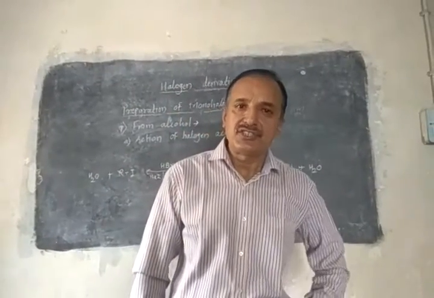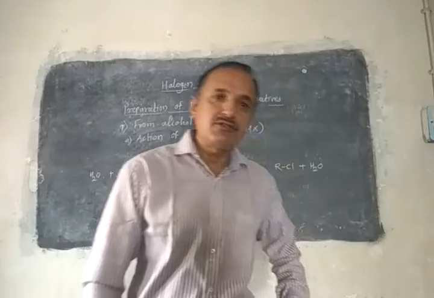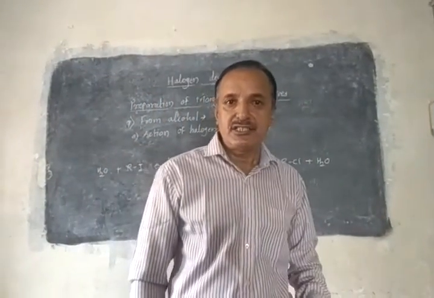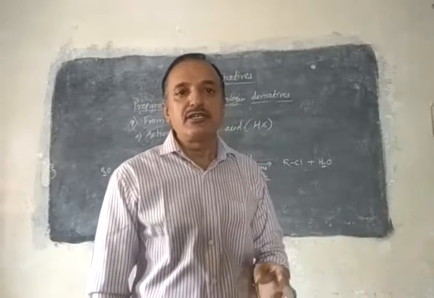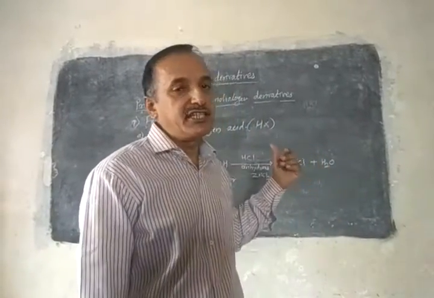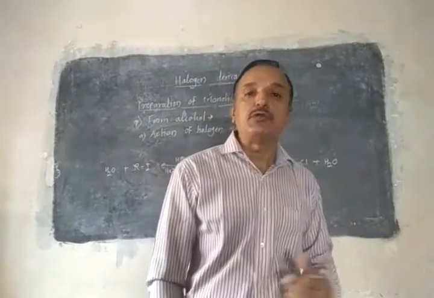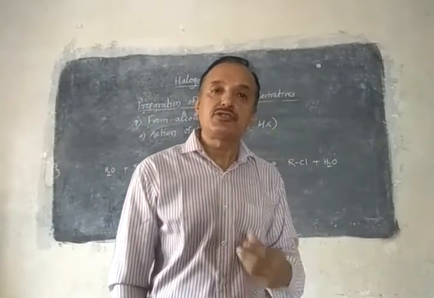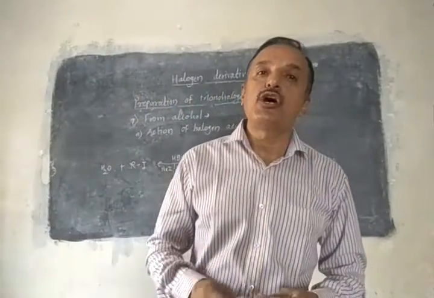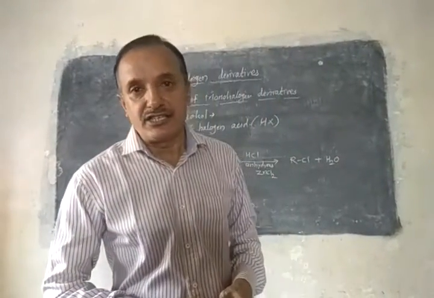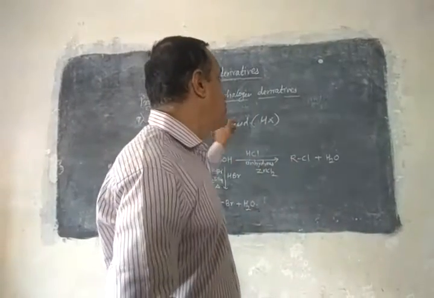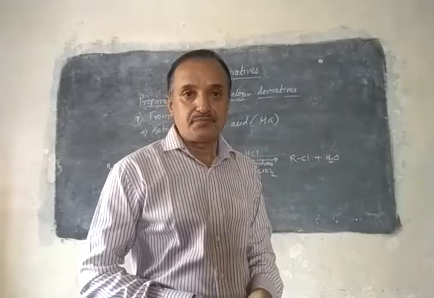Hello students. Yesterday we discussed the halogen derivatives of alkanes. Then we saw the definition and the classification of these halogen derivatives. We have also seen there are six subtypes of the monohalogen derivatives of the alkanes. Now today we will see the preparation of the monohalogen derivatives.